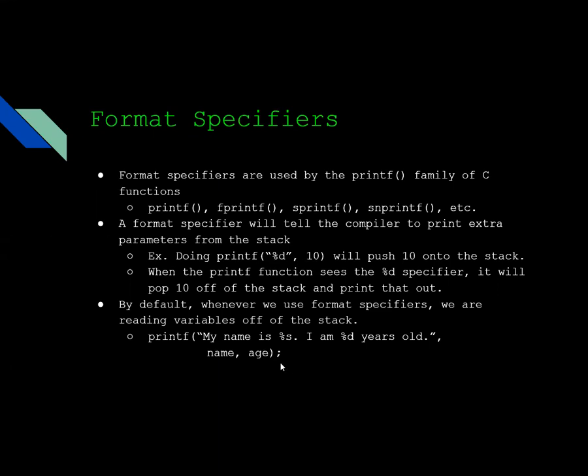Whenever we use a format specifier, we are essentially pushing things onto the stack and then popping them off the stack. So right here in this example, age and name are going to be pushed onto the stack. Age is going to be pushed first and name is going to be pushed last. It's going to print out "my name is %s". And when it sees this %s, it's going to pop name off. Then when it sees the %d right here, it's going to pop age off.